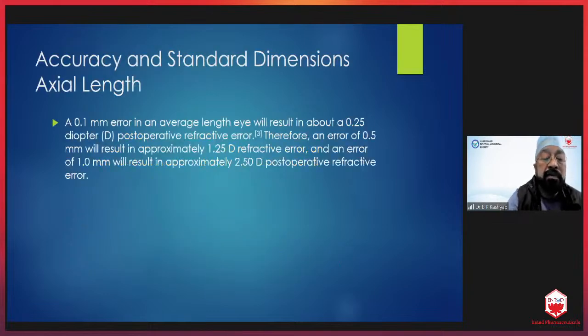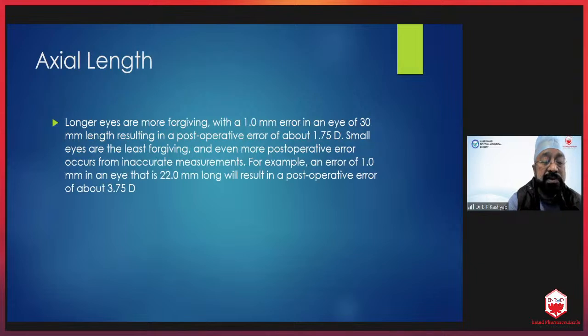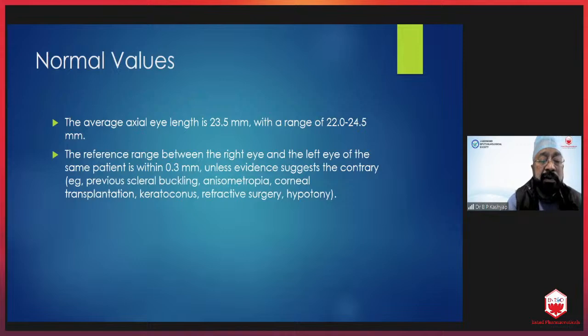So if you talk about the axial length, if there's a difference of 0.1 millimeter, there is an error of 0.25 diopters. So if it is a difference of 1 millimeter, the deviation could be up to 2.5 diopters post-operatively. If it is a longer eye, it's more forgiving. If there is a little bit of deviation from the actual one, it doesn't matter much. It matters, but doesn't matter much. But if it's a short eye, a hypermetropic eye, a little bit of difference results in a very, very high difference of power. So we have to be very, very careful, especially when we're doing A-scan biometry on a short eye.